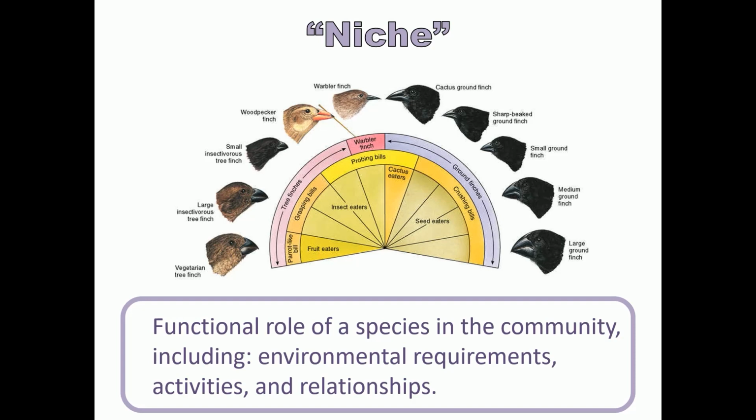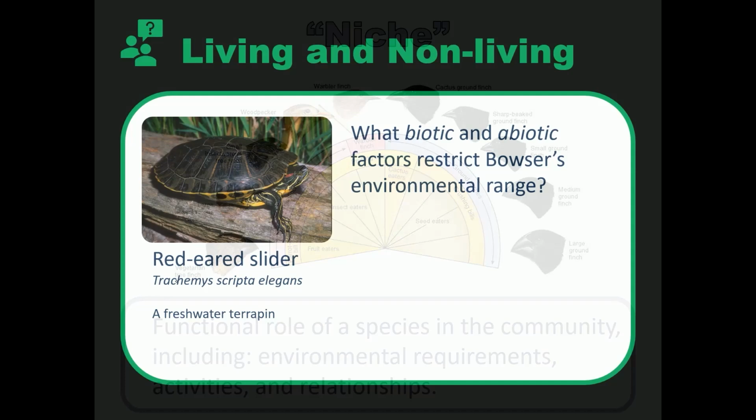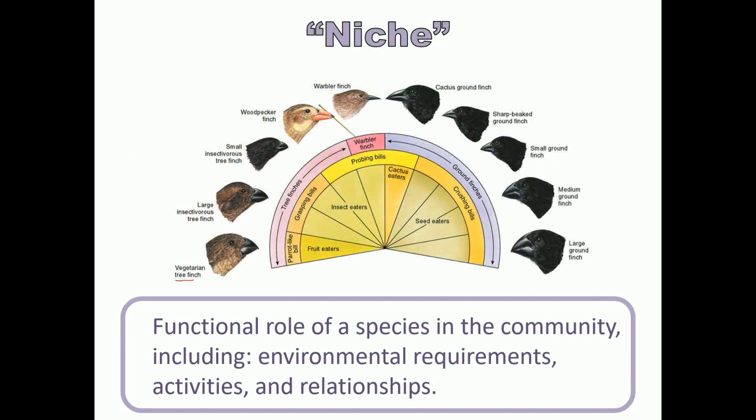Here on this slide we have Darwin's finches, and each of them has a different beak shape specially adapted to a particular kind of food. On the left we have a vegetarian tree finch, so it hunts in the trees and it only eats fruits, whereas just above it we have a large insectivorous tree finch, so again it hunts in the trees, but it has a grasping bill, a grasping beak for specifically grabbing insects. Then we have a smaller insectivorous tree finch, a similar type of hunting location, but it's got a smaller bill, so it probably feeds on smaller insects.